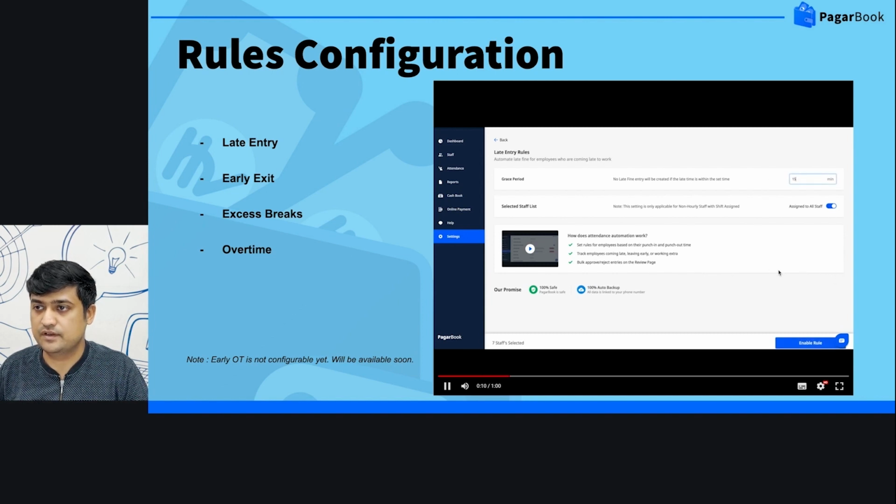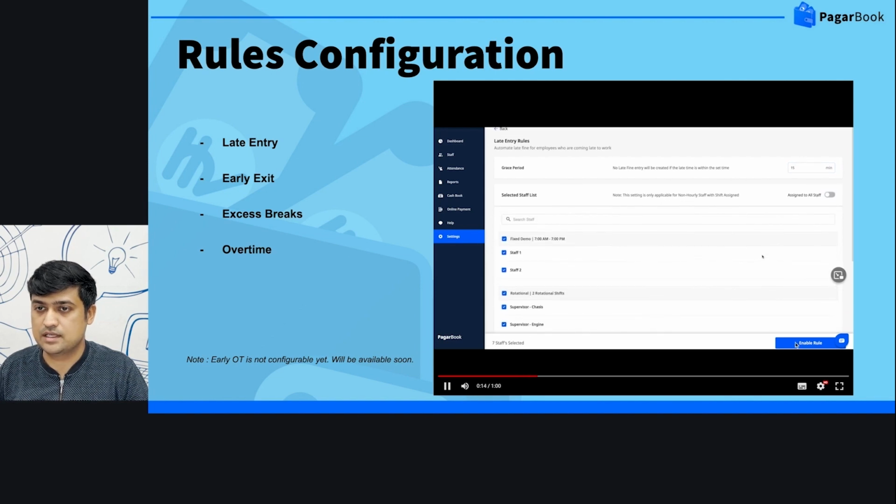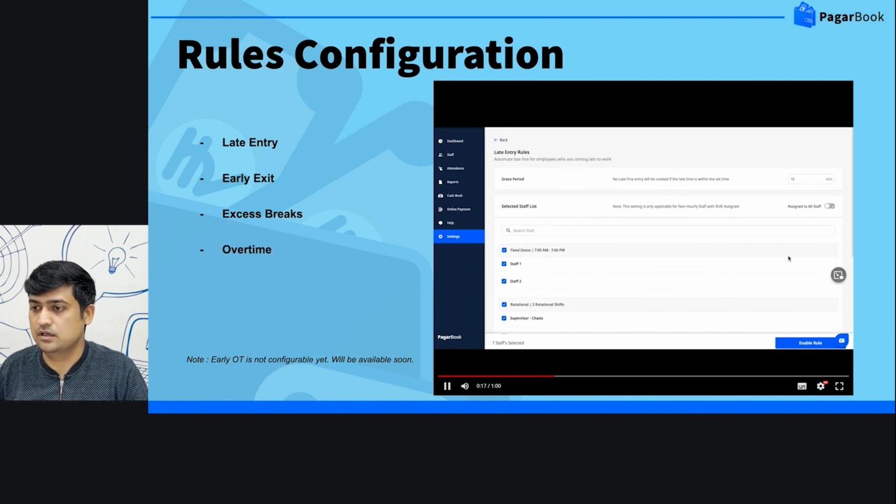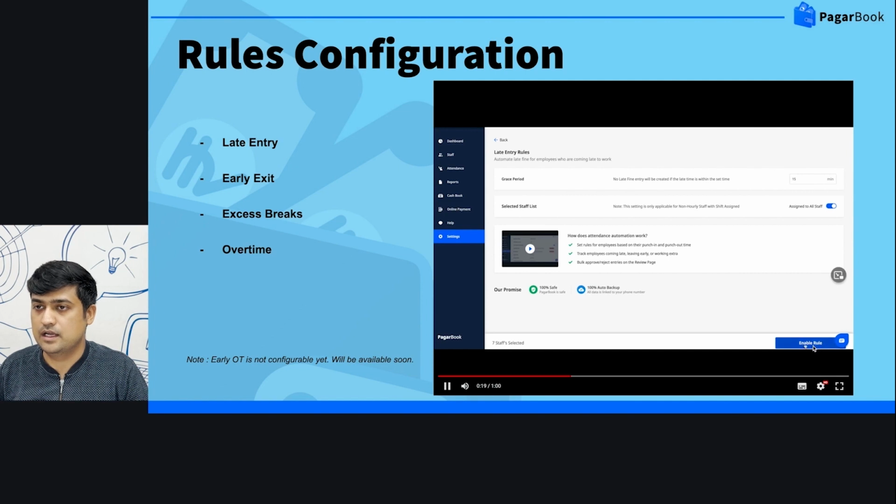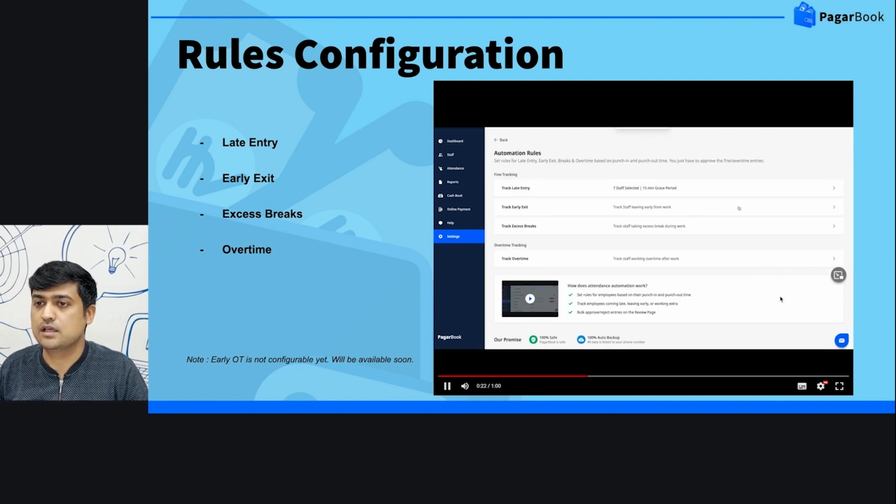Okay, so here I am configuring that the grace period for late entry is 15 minutes. I'll explain how it works, but right now we'll just look at the configurations. You can make it applicable to all staff, or you can assign it to specific people if you want, and enable the rule. Similarly, you can do the same for early exit.